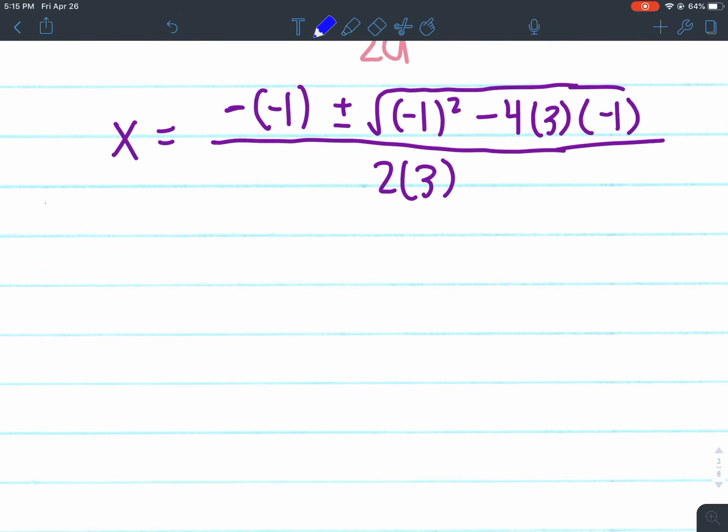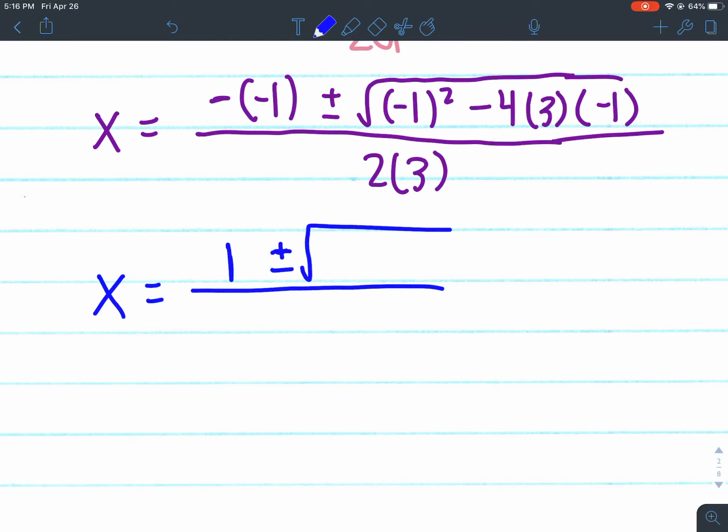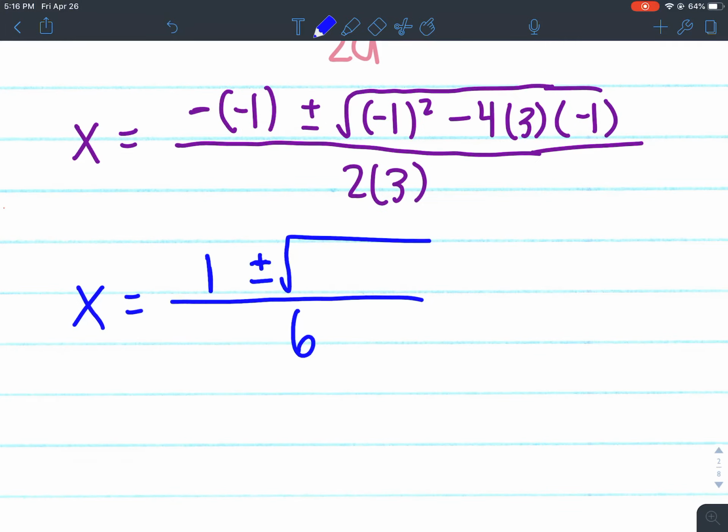Okay, now this looks super scary. I promise it's not that bad. So we still have our x equals, and we're going to start simplifying this. So we have my division bar here. Now, negative negative 1 is just a positive 1. And then I still have the plus or minus, okay? And I also have that square root there. So I'm going to leave all of those as is. And then next I'm going to look at the 2 times 3, which is going to be 6.